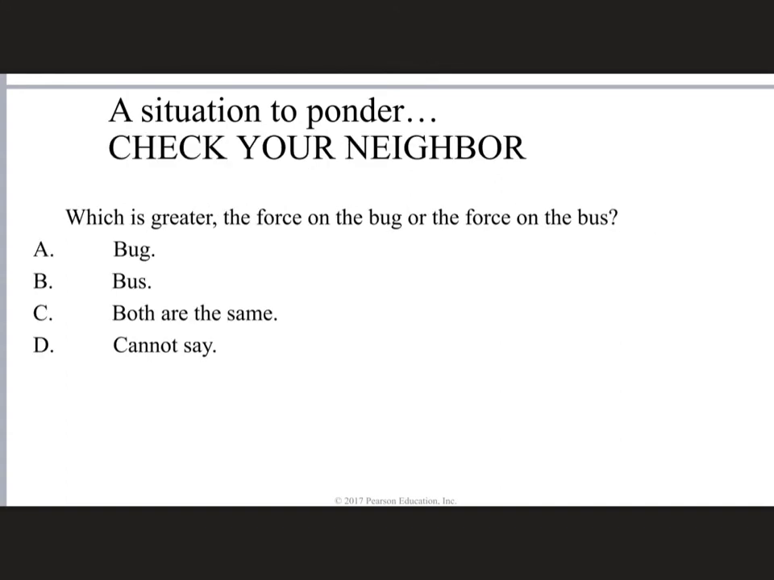So what do you think is greater, the force on the bug or the force on the bus? Your options are: the bug gets hit harder, the bus gets hit harder, they both get hit with the same force, or it's impossible to say. Well, what's Newton's third law tell us? For every force, there is an equal amount of reaction force.